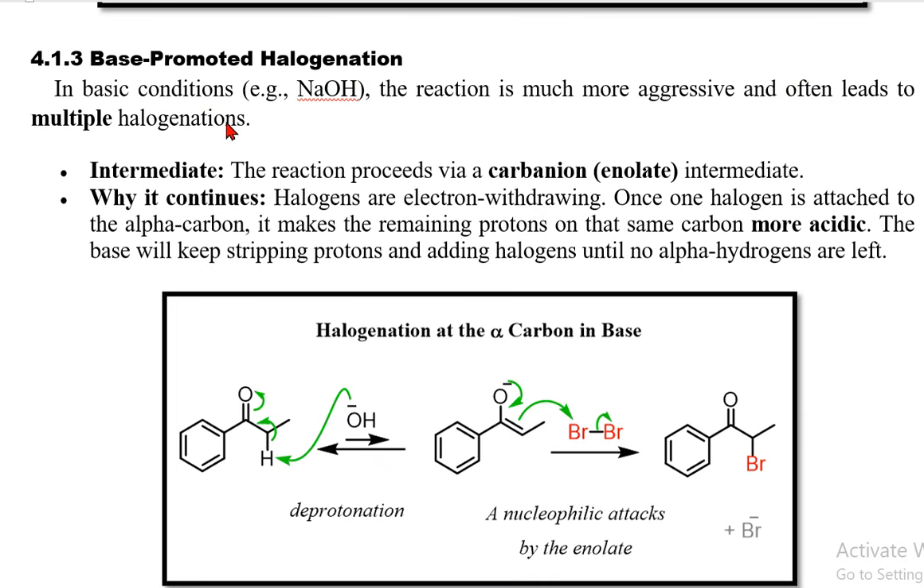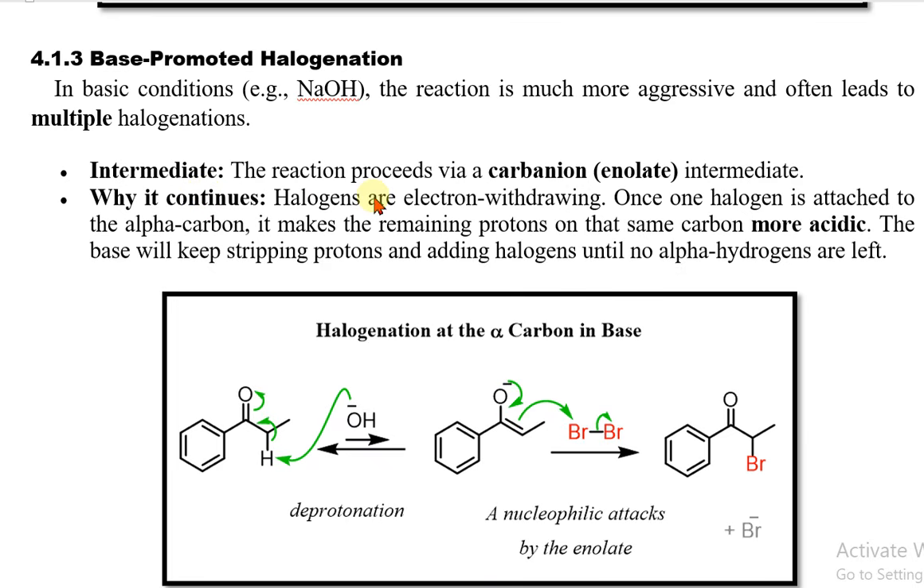That means here we have a problem. Multi-bromination or chlorination, multi-halogenation will happen. The reaction proceeds via a carbanion enolate intermediate. Why does it continue? Not just one halogenation will happen.